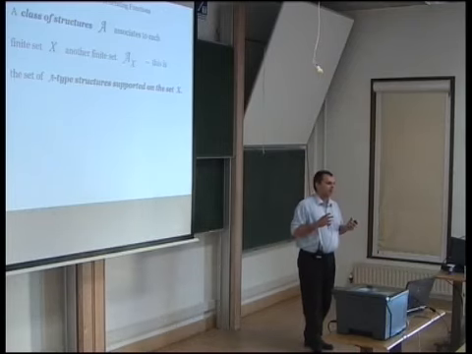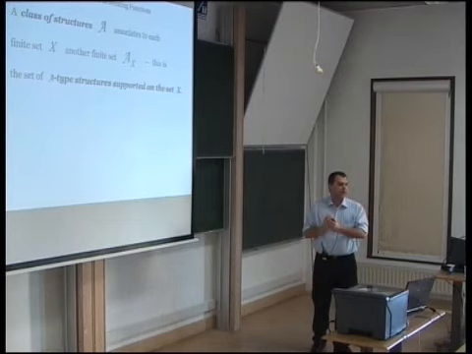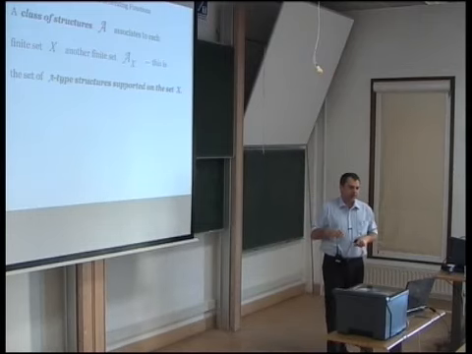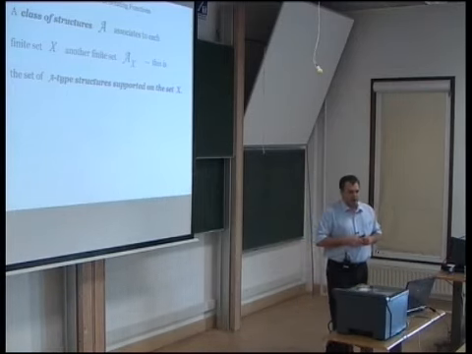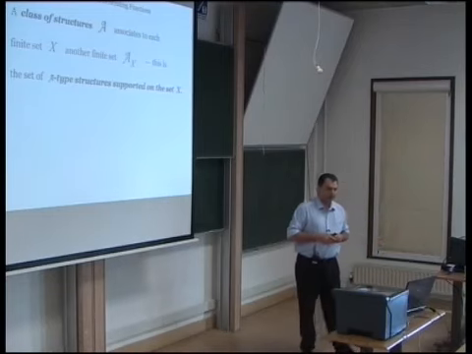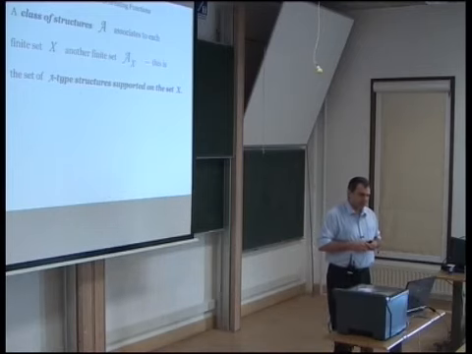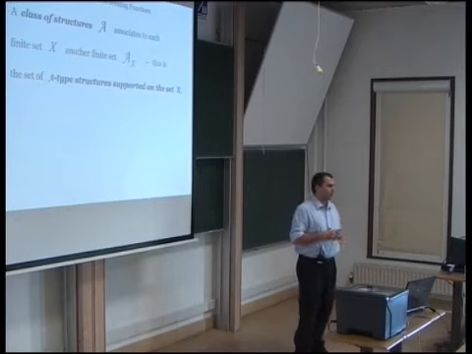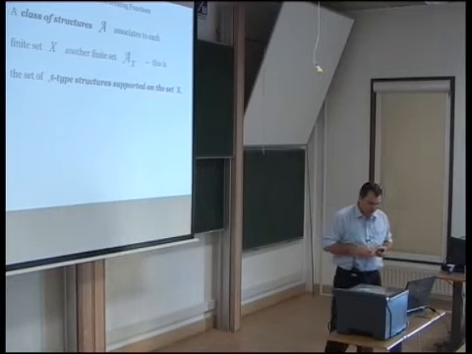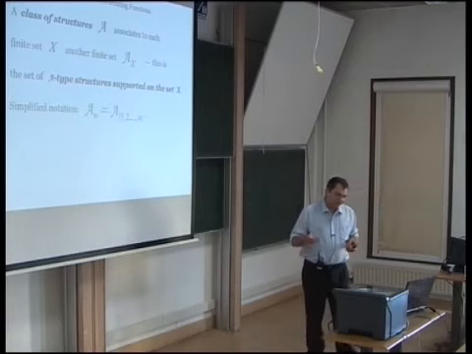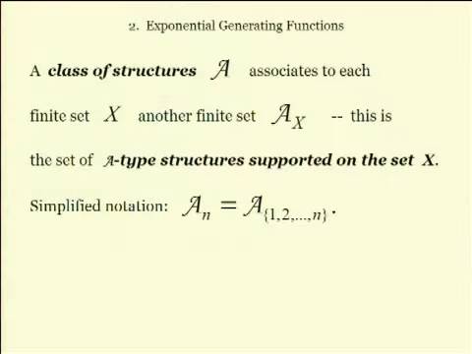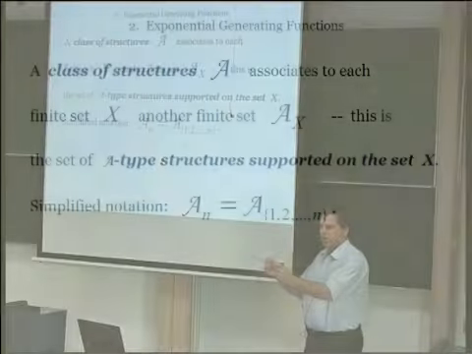Similarly, the class of graphs. If you give me a vertex set, V, or X, say, then I can hand back to you G sub x, which is the set of all graphs with a given vertex set. So this is a very general framework. The requirements that we have on what constitutes a legitimate class of structures are quite minimal. And then you form the exponential generating function for this class of structures as follows. First of all, just to simplify notation, I'll let A sub n be the set of A-type structures supported on my canonical n-element set.